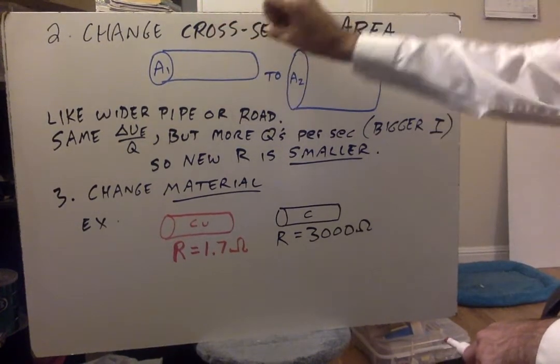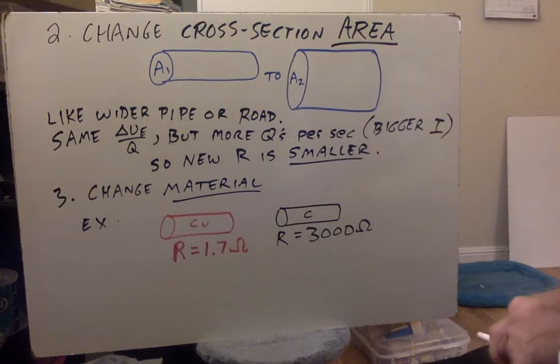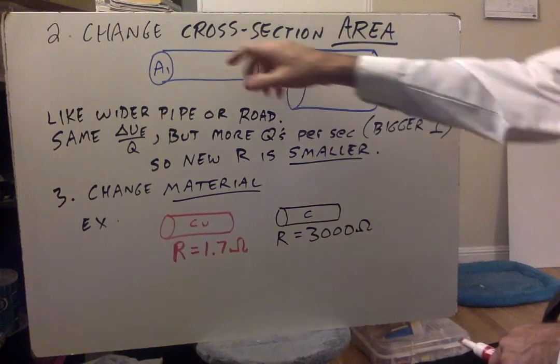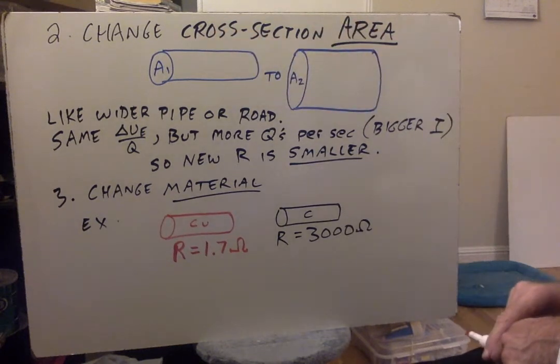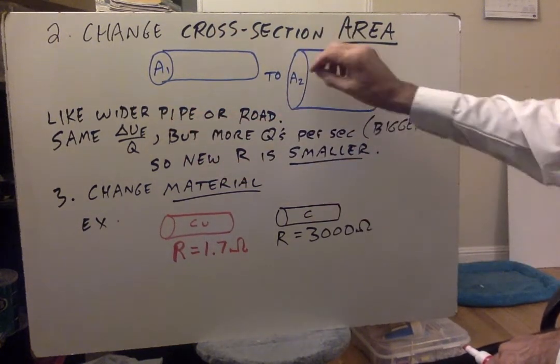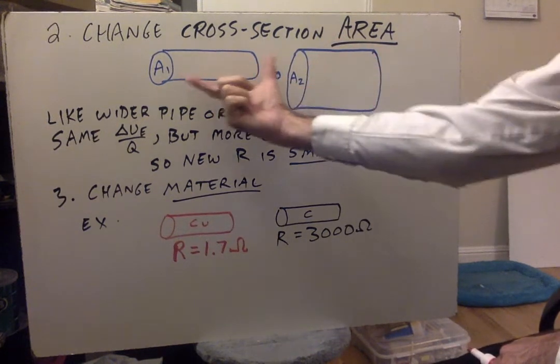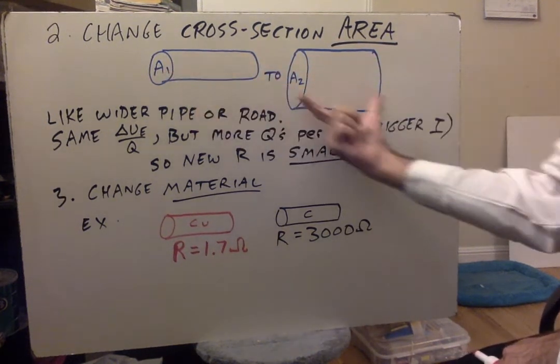We could make it longer or we could make it wider. These are the two ways we could change the dimension of this cylindrical resistor that we have. So the second thing is we can change the cross-sectional area. And that's like making a pipe wider or making a road wider. Still the same length.